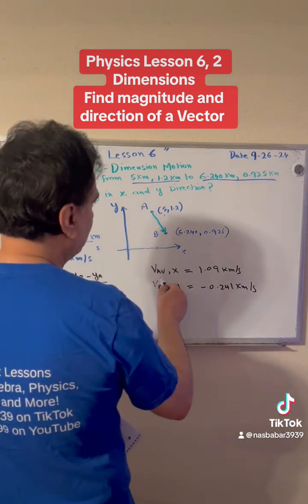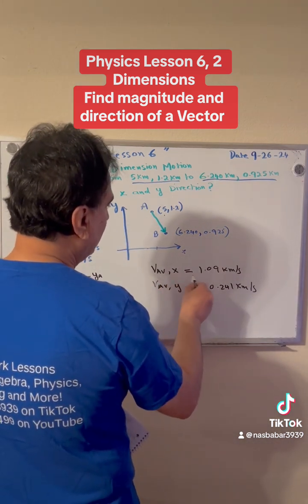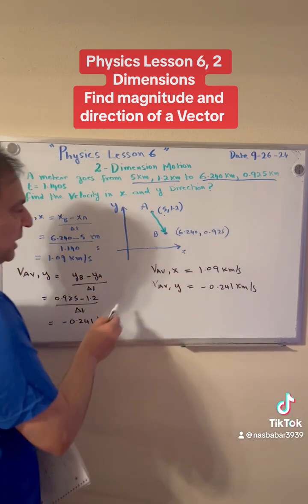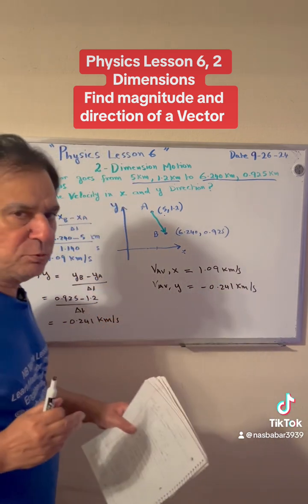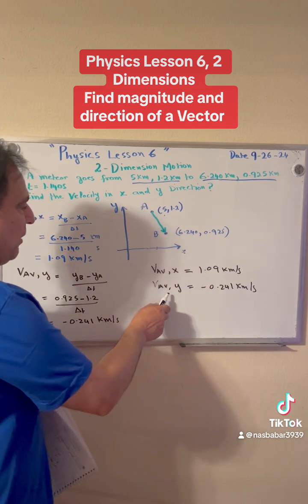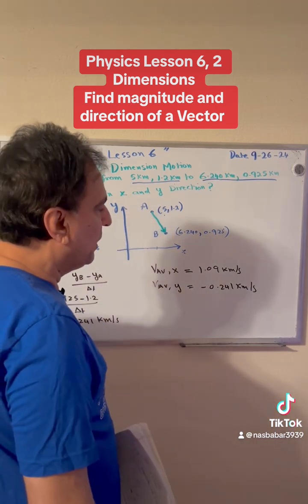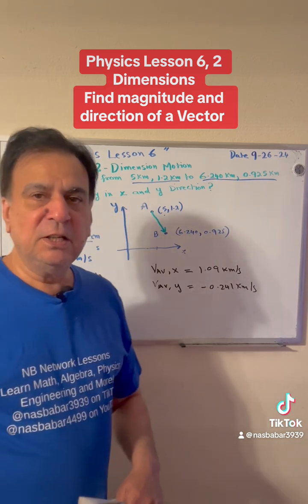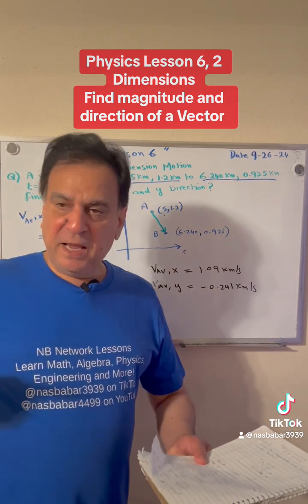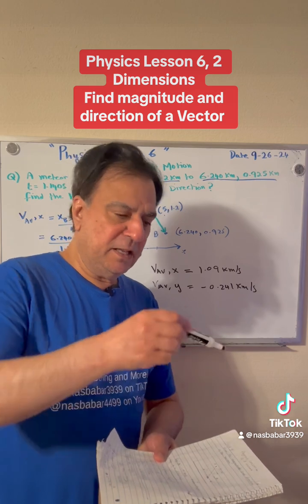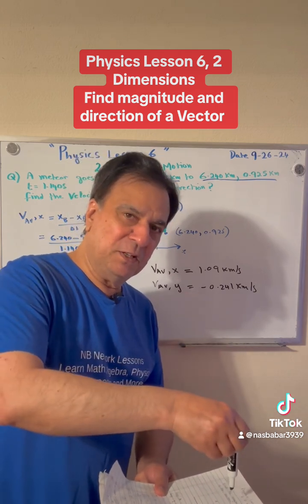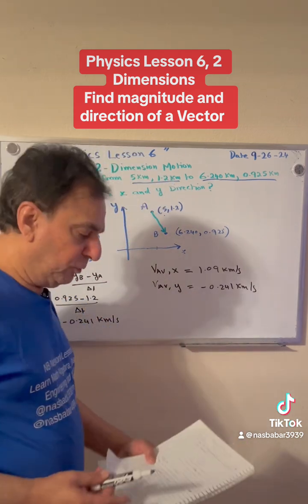We got 1.09 kilometers per second for V average with respect to X, and for V average with respect to Y, we got minus 0.241 kilometers per second. The reason it's minus is that X direction is pushing it this way and then Y direction is pushing it downward. That is the reason we have negative over here.